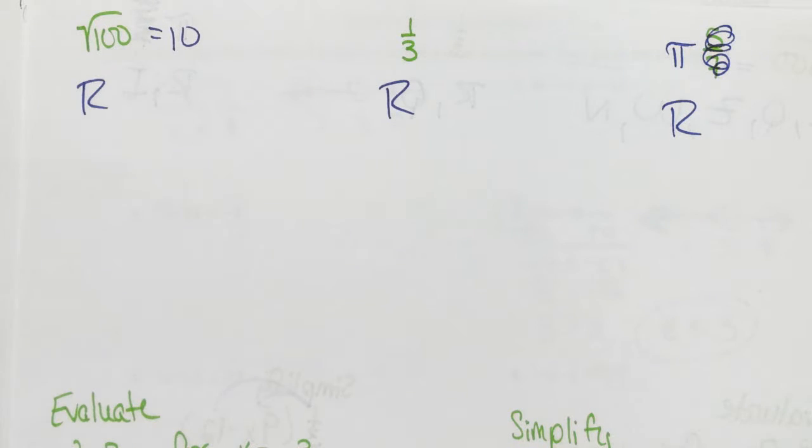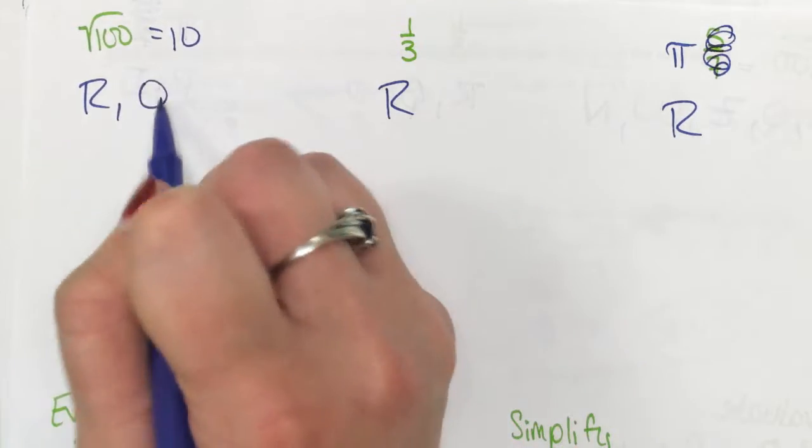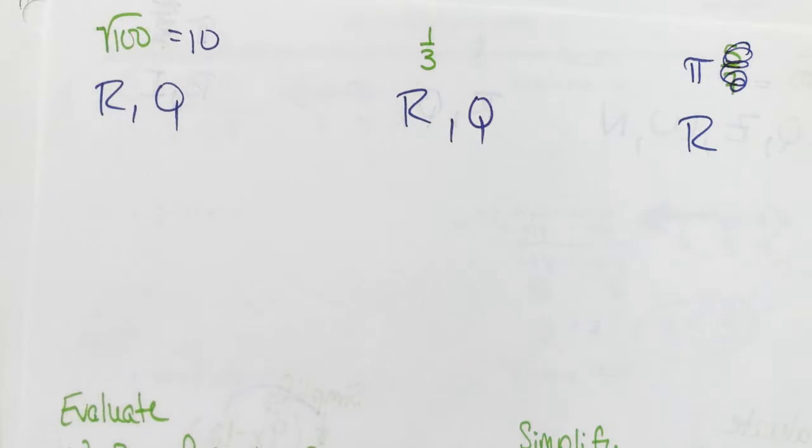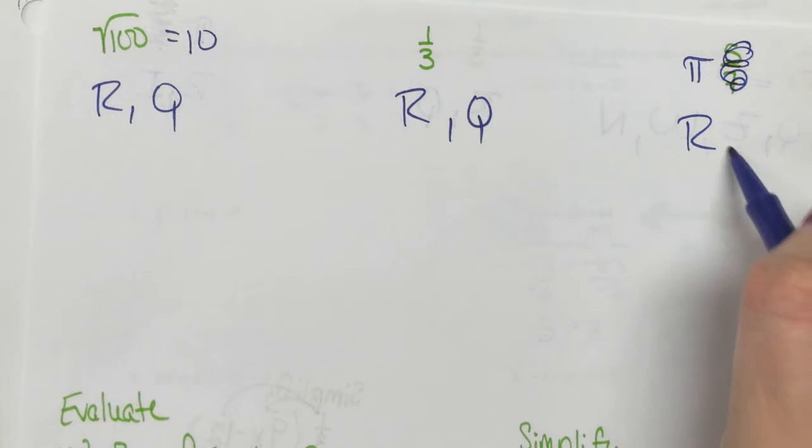What about 10? What is it? It's rational. What about 1/3? It's rational because it's a decimal, but it repeats with a pattern, right? So that's rational. What about pi? It's irrational. It's irrational because it's all kinds of crazy numbers with no kind of pattern whatsoever, so it's irrational.